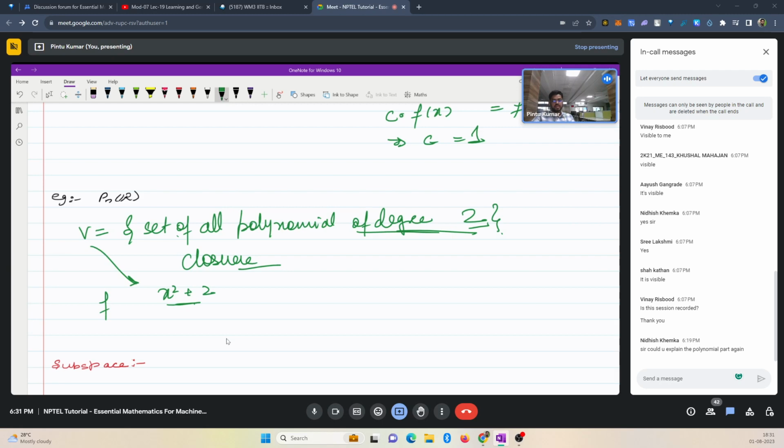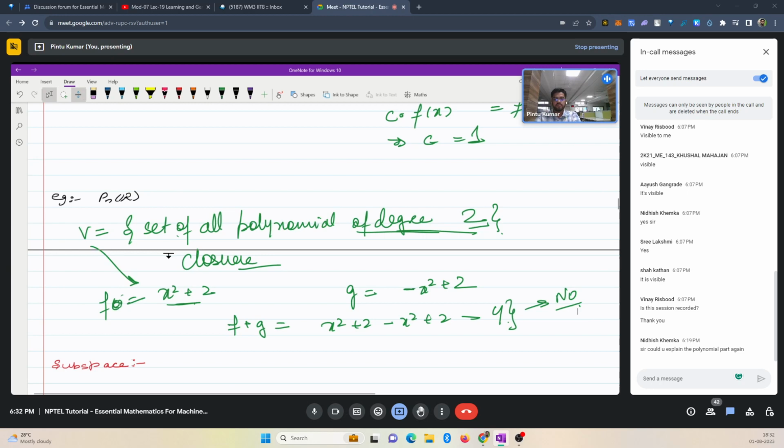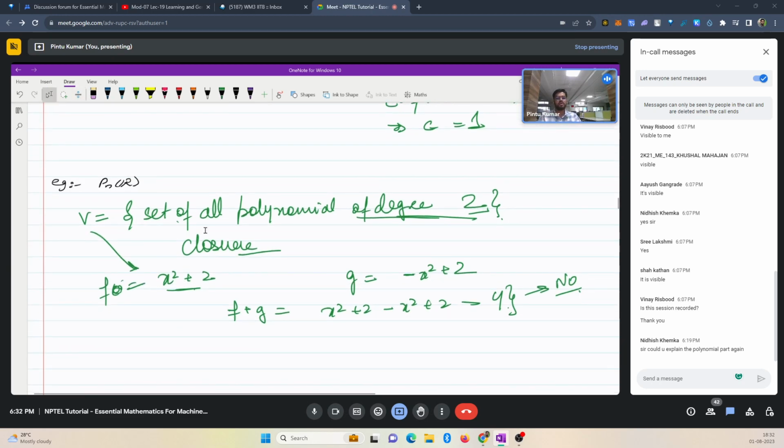Let's take this as f of x. Let's take this as f. If we take g as minus of x square plus 2, then what is f plus g? F plus g is x square plus 2 minus x square plus 2, which is equal to 4. Now, is the result that we obtained a polynomial of degree 2? The answer is no. So now if we look at the set that I wrote above, that is the set of all polynomials of degree 2, this is not a vector space.